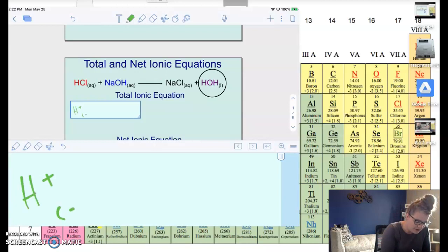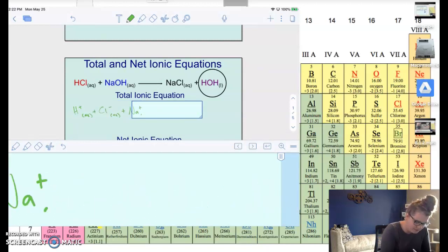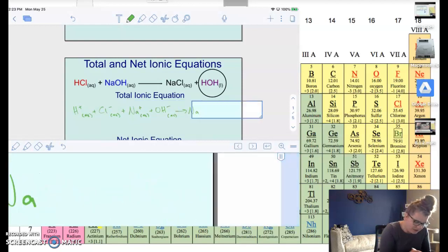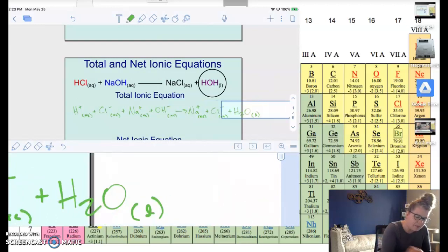So we're going to have that hydrogen ion. We'll have a chloride ion. Then moving over, we'll have a sodium ion. We will have a hydroxide ion. Then we've hit our arrow. We also have sodium chloride aqueous over here, so we'll split that up. And then we're hitting this liquid water. I'm going to rewrite it as H2O. It does not matter.